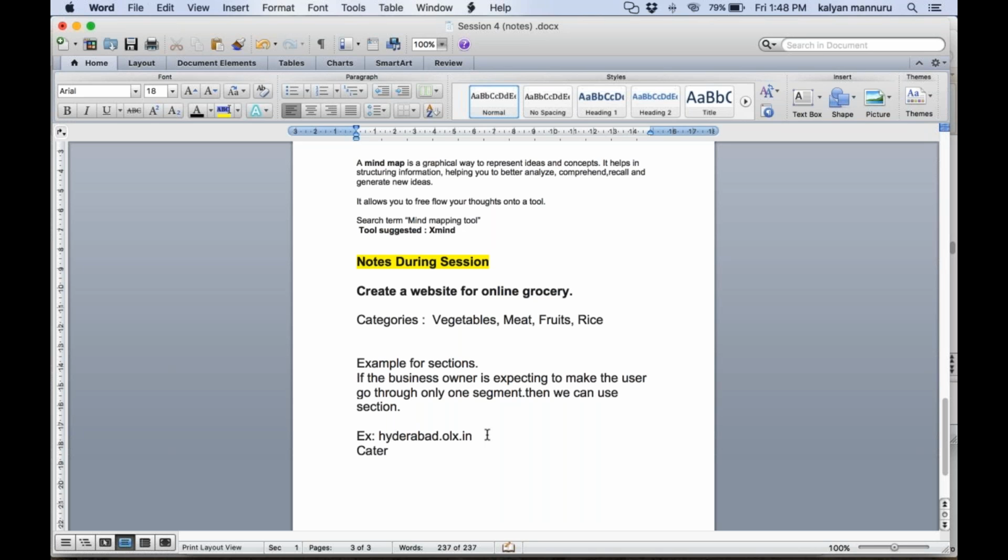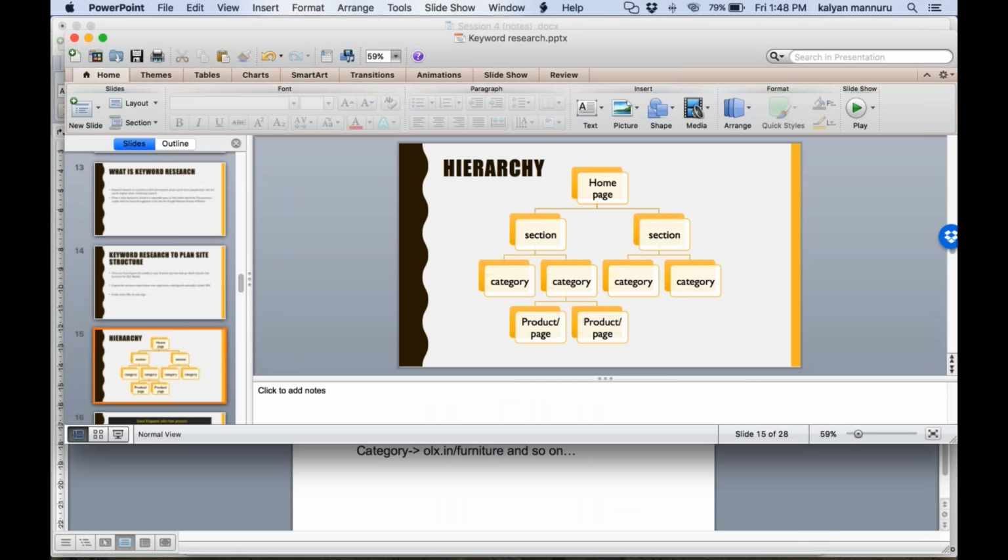Now what would be my category? What will be the category? On OLX, what categories do we have? Furniture. If furniture is the category, what will be the URL to it? olx.in/furniture. This is a sample URL. Correct. So these are categories, and so on for all the categories. Hopefully you get what a section is.